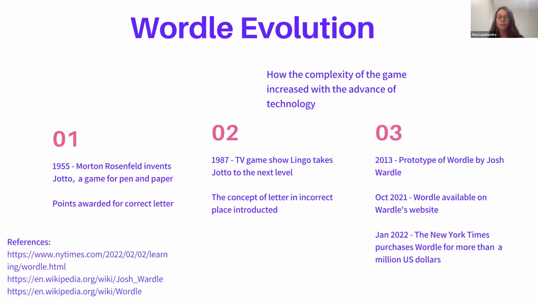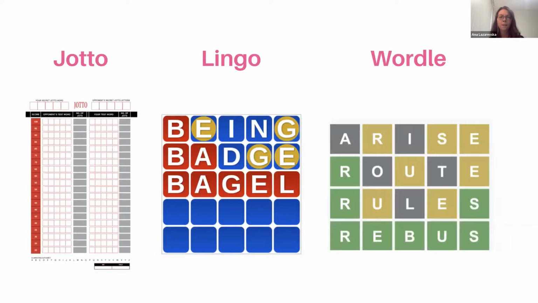30 years later, this little Jotto game was adopted for television in the form of a game show called Lingo. They had an Amiga computer which would generate a 5-letter secret word and display only the first letter. So okay, you can give me the next slide, please.